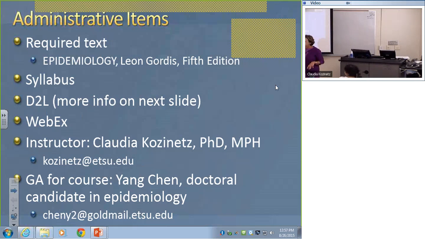A sign-in sheet, and we found who we think is registered for this course. If your name's not here, just write it in on the third page. I believe there's 3 pages of names. So let me start from the bottom up. GA for this course, Yang Chen. She just joined us. Yang is a doctoral candidate in epidemiology, and if you'd like to say a few words of how you plan to administer this course.